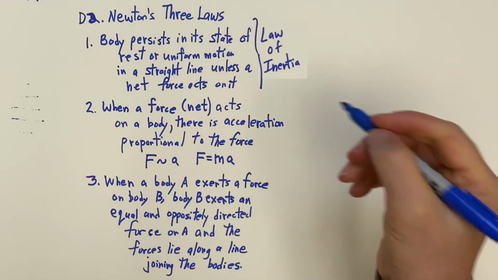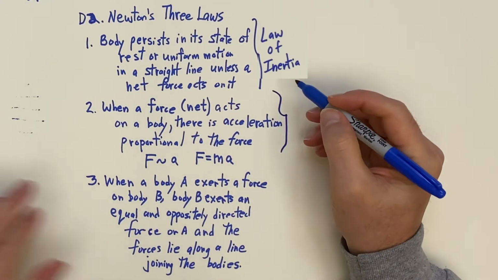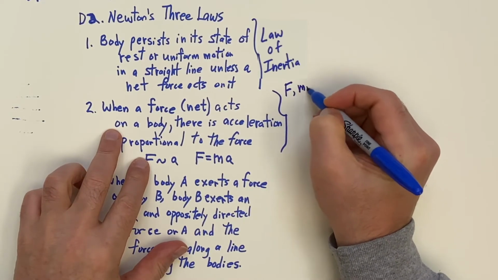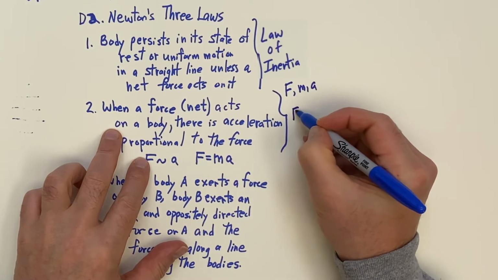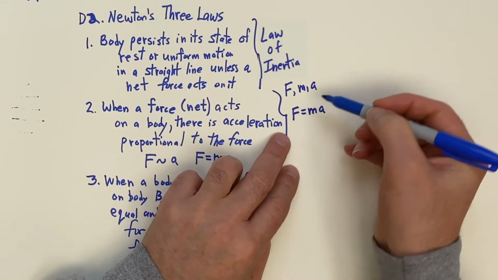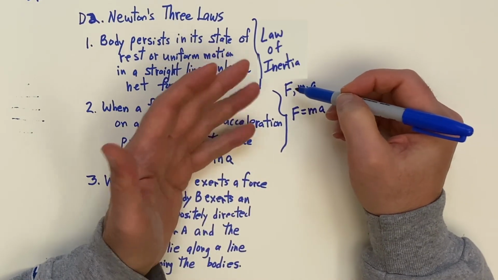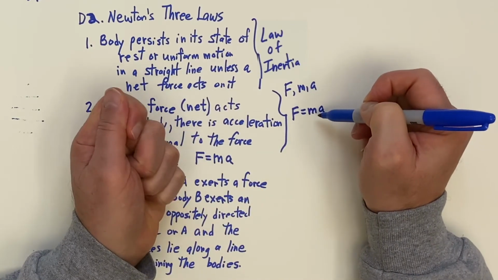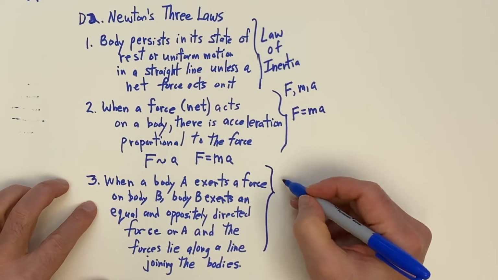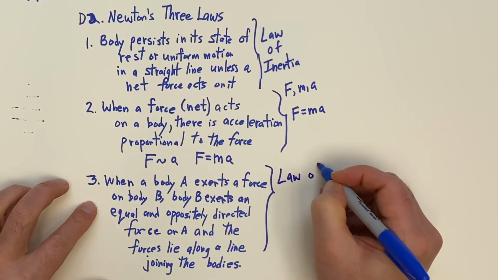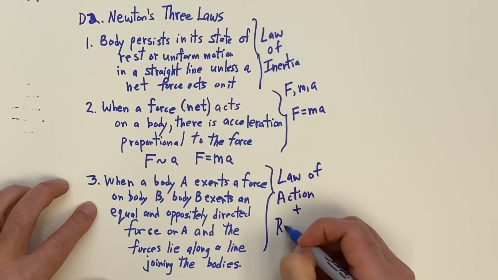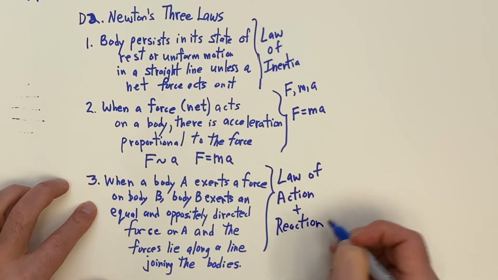The law of inertia. The second one you could call the law of force, mass, and acceleration, but I think it's cool just to say F equals ma. That's the law. F equals ma. Or you could say the law of force, mass, and acceleration, but I like to say F equals ma. Then this last one here would be the law of action and reaction. Newton's third law.